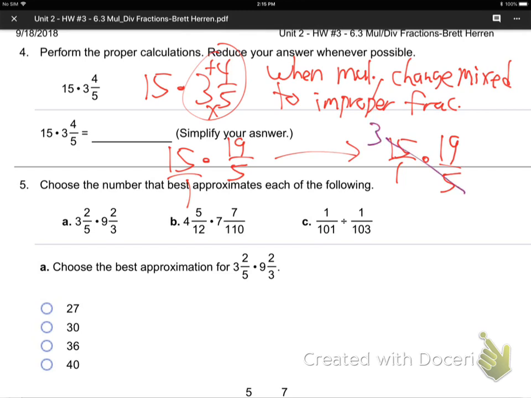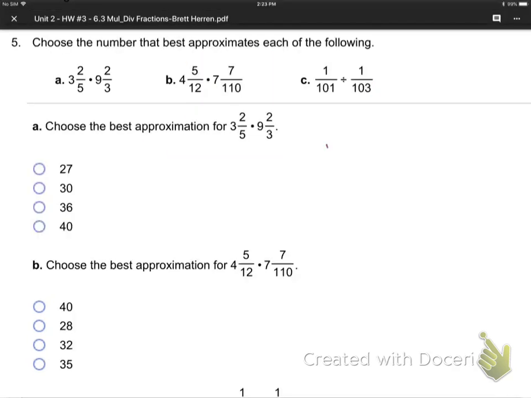Cross cancel. 5 goes in there 3 times. And then whatever's left over, 3 times 19 is 30, 20, 57? 57 is our answer. So anyway, that was a long explanation because I showed all kinds of side things. But all you need to do is take that mixed number, change it to improper, and then multiply, which involves cross-canceling. Good?